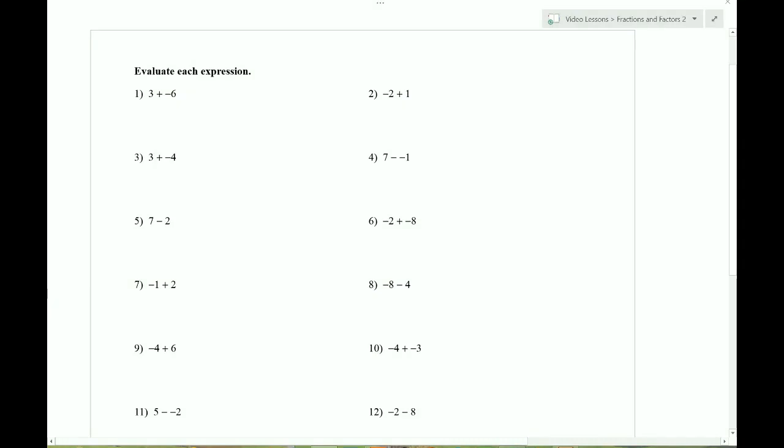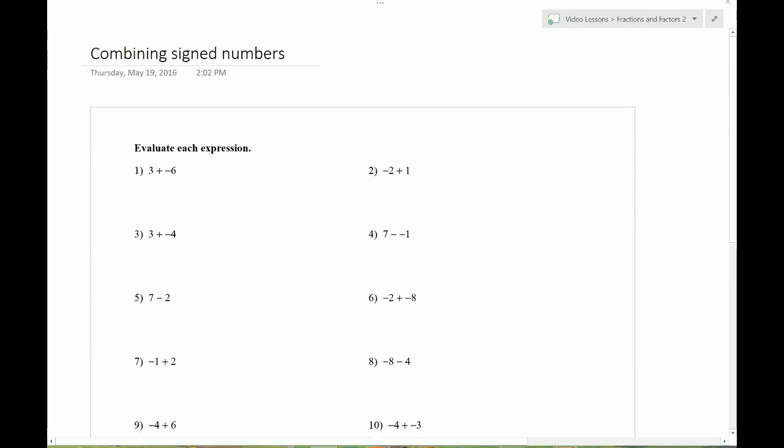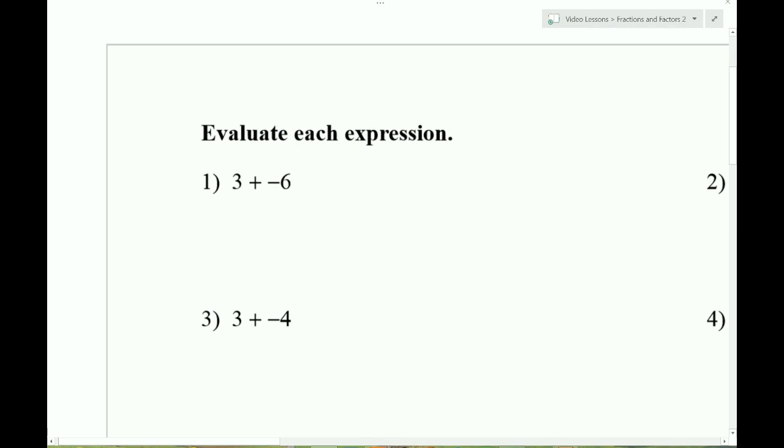Let's talk a little bit about combining signed numbers. Basically, there's a few rules that we need to know. The first rule is when we have two signs next to each other, they're going to turn into one sign. If we have signs that match, then they're going to become a plus sign. If we have signs that don't match, then they're going to become a minus sign.